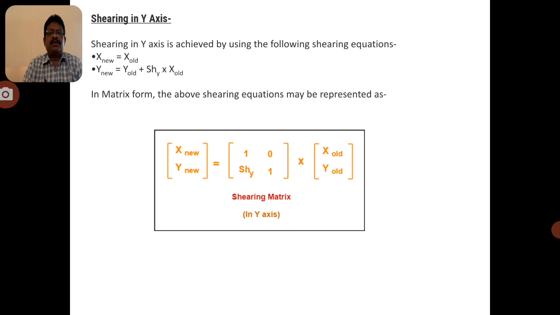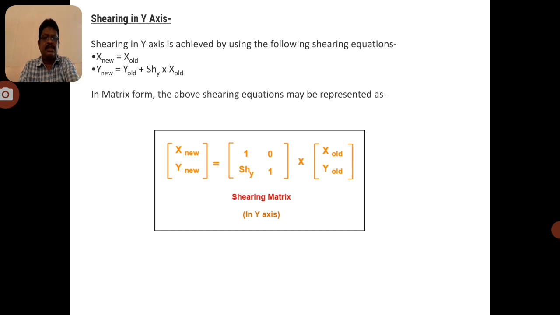What is the concept of this shearing? When we apply the transformation on the y-axis, the x-axis is idle. That's why x new equals x world, and y new equals y world plus SHY into x world. This is the reverse order. When we find the y new value, we take the x world value. Similarly, we can find the matrix notation for x new and y new, where it is 1 0 SHY 1 into the x world and y world values.